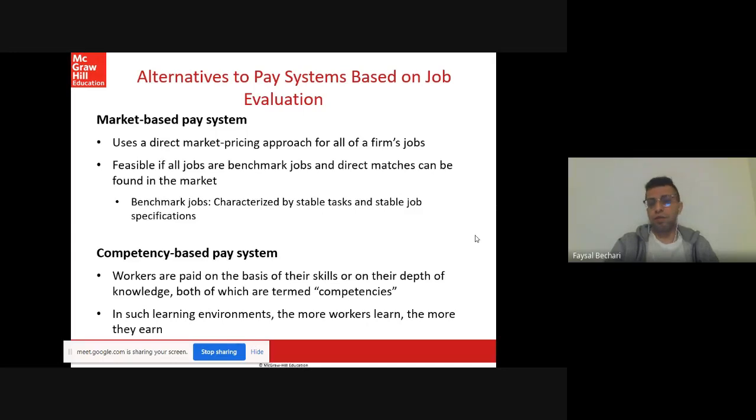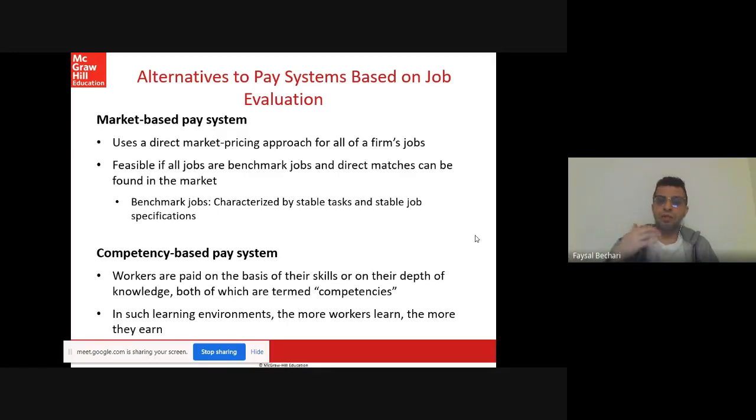Now, the alternative ways to build a pay system based on job evaluation. The job evaluation could be a market-based pay system, as we said, or a competency-based pay system. The market-based pay system uses direct market pricing. How much is this person worth in the market? Not this person, this job. How much are others paying for this task? So you want to make sure you are at a competitive level.